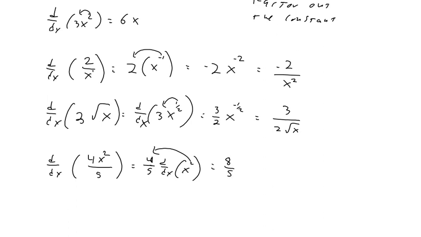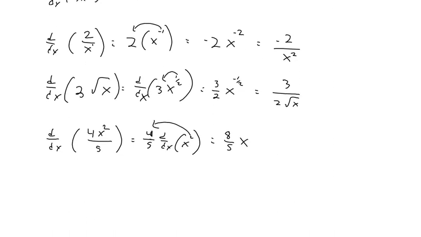X to the first power, right? 2 minus 1. Take my 2, bring it in front. 2 times 4 over 5. 2 times 4 is 8. 8 over 5. 2 minus 1 is 1. There's your derivative. 8/5 x. 8 over 5x. Just following those simple power rules makes it all nice and easy.